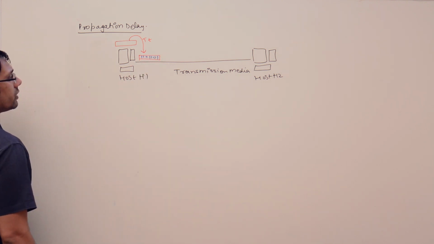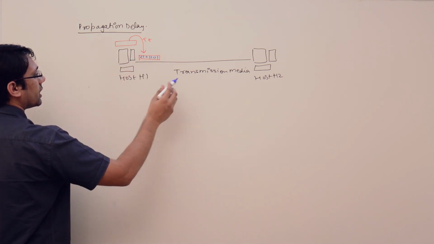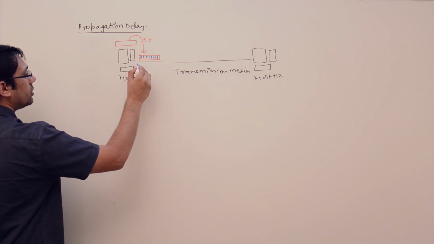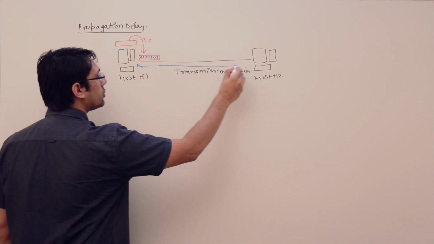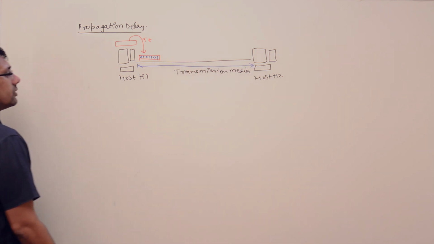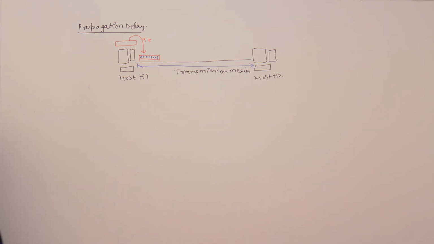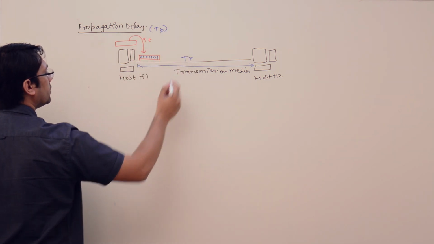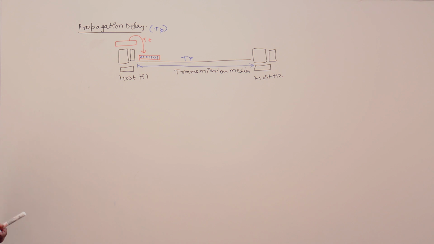Now, when we discuss propagation time, it means the time taken for one bit to travel from the host to the destination. It is generally represented by TP, or you can say propagation time.